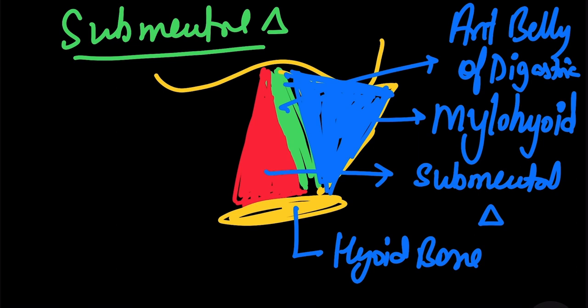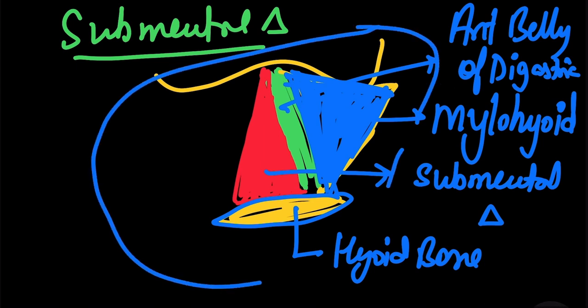Okay, then we have our base. Base is formed by the hyoid bone, whereas the side, the green one, is formed by the anterior belly of digastric. So just try to memorize this diagram and the content of the submental triangle will be really very easy. This makes your learning extremely easy. So guys, that's all we need to remember when we talk about our submental triangle, right?